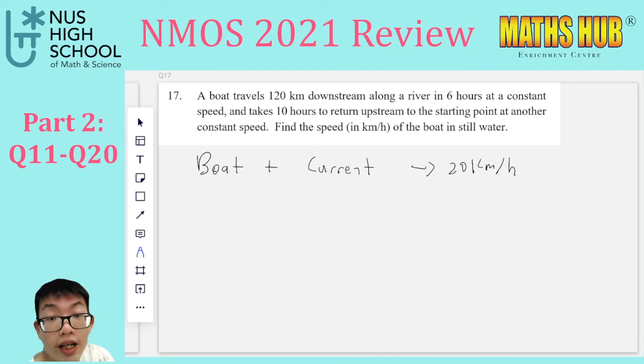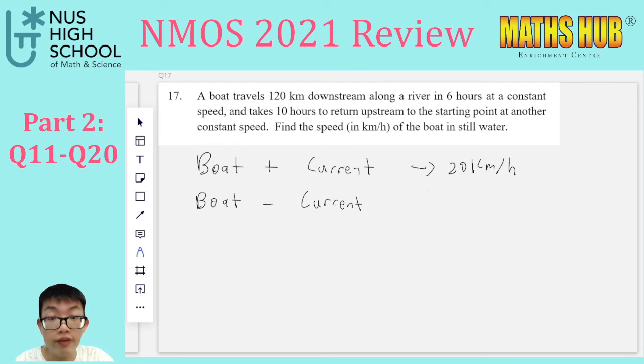Now, it takes 10 hours to go upstream, which means going with the current opposing the boat. So whatever the boat's so-called true speed is, the current is opposing it by pushing you back. So you only travel at 120 divided by 10, which is 12 km per hour.